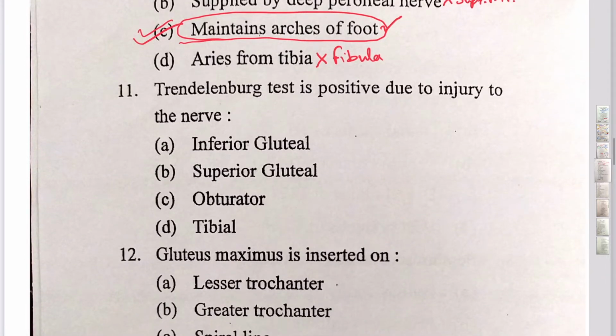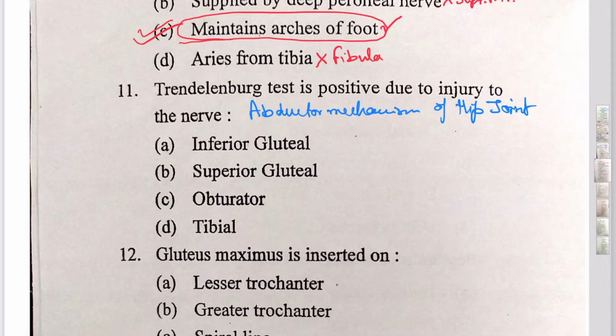Question number 11. Trendelenburg test is positive due to injury to the nerve: inferior gluteal nerve, superior gluteal nerve, obturator nerve, tibial nerve. It's a very easy question. Trendelenburg test is for the abductor mechanism of the hip joint. Superior gluteal nerve supplies three muscles, remember: gluteus medius, gluteus minimus, and tensor fasciae lati. And this nerve runs between gluteus medius and minimus, the inner two muscles, not between maximus and medius.